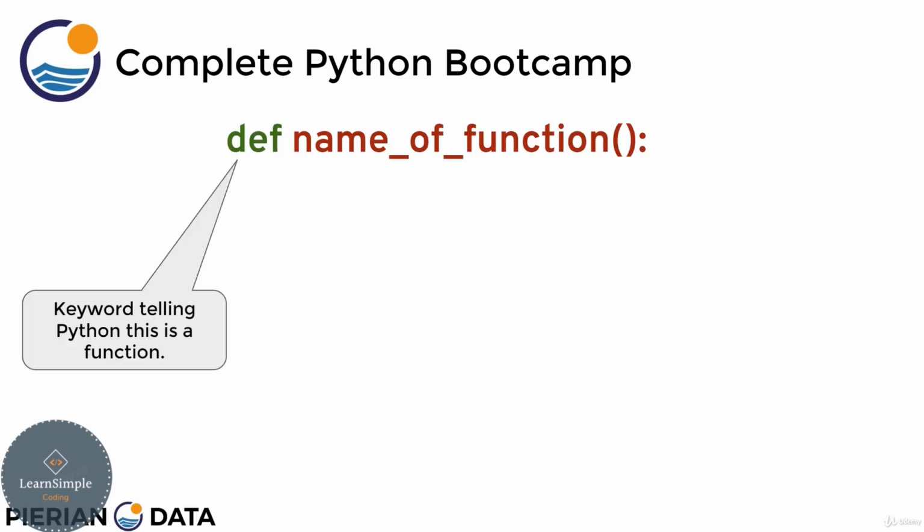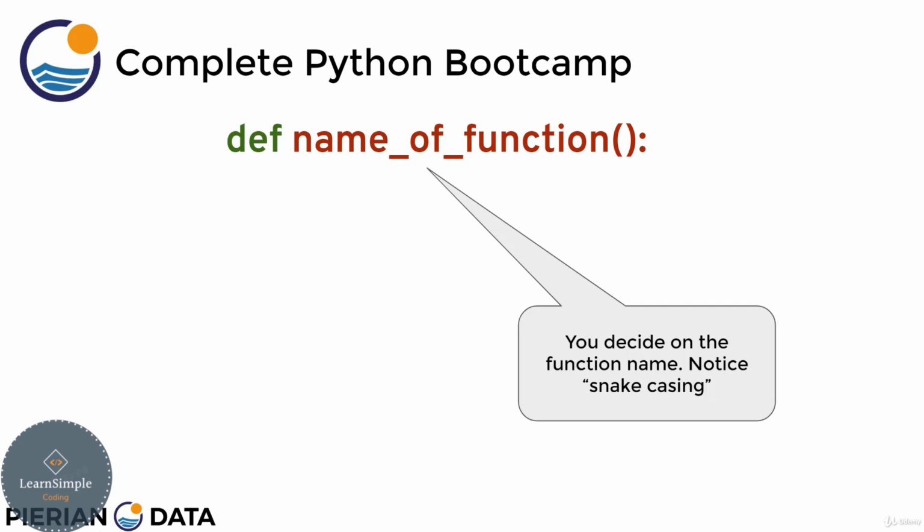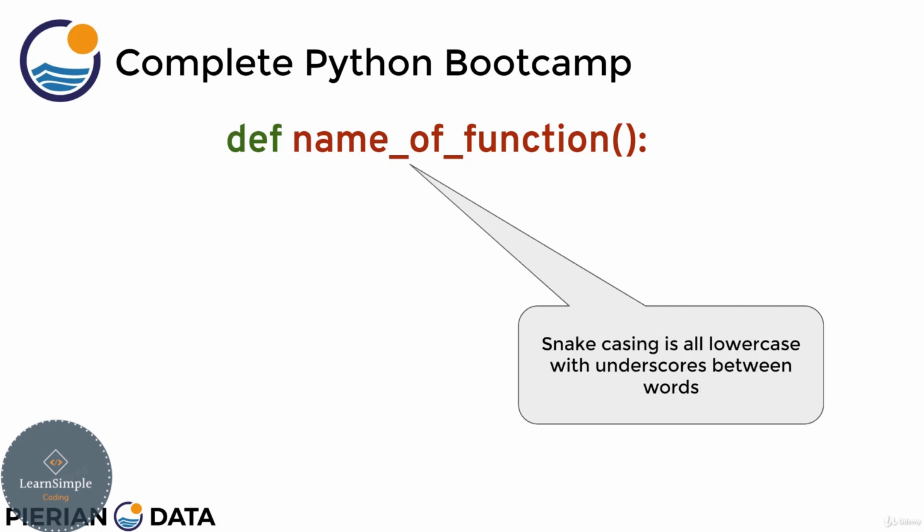So here's the first line of an example function, and it all starts off with this def keyword, essentially standing for the definition of the function. And this keyword just tells Python, hey, what I'm about to write is a function. So you have def, and then you have the name of the function, and you decide on the function name, and you should notice this so-called snake casing. So in general, by convention, Python uses snake casing for the name of the function, and snake casing just means that you're going to use all lowercase letters with underscores between the words.